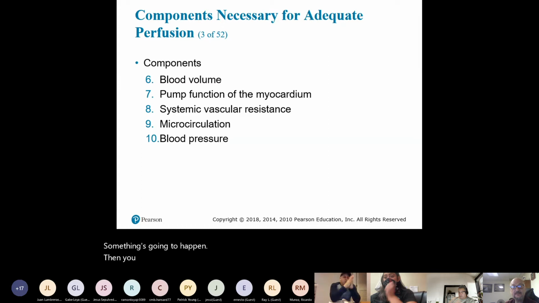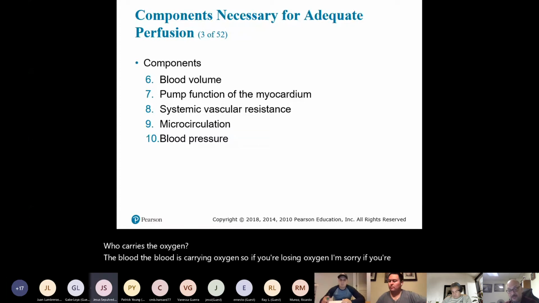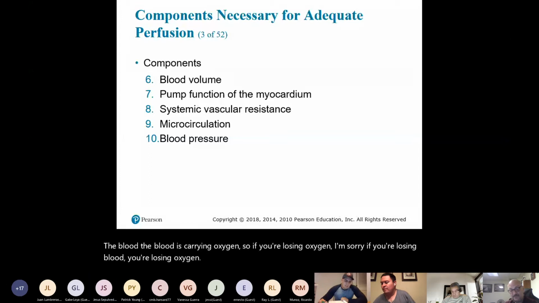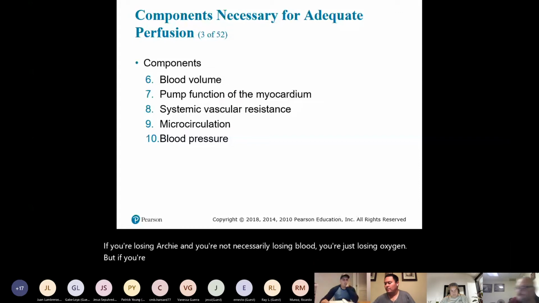Then you have the amount of blood in your body. If you lose blood, you're losing oxygen. There is a direct relationship because who carries the oxygen? The blood. The blood is carrying oxygen. So if you're losing blood, you're losing oxygen. But it's not an inverse relationship. If you're losing oxygen, you're not necessarily losing blood. You're just losing oxygen. But if you're losing blood, you are losing oxygen.